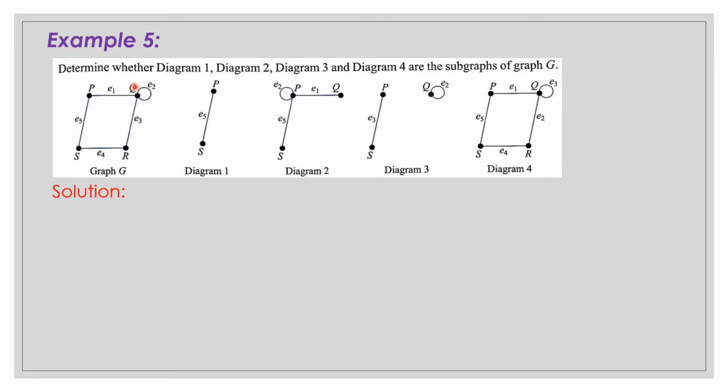And now we determine whether diagram 1, diagram 2, diagram 3, and diagram 4 are subgraphs of graph G. Here is graph G, and we see whether all these diagrams 1, 2, 3, 4 are subgraphs of G. Still remember, a subgraph means a part of the graph. Is it a part of the graph, or is it the whole graph? Make sure that the position of the vertices must be the same and the position of the edges must be the same. Now we look at the solution.